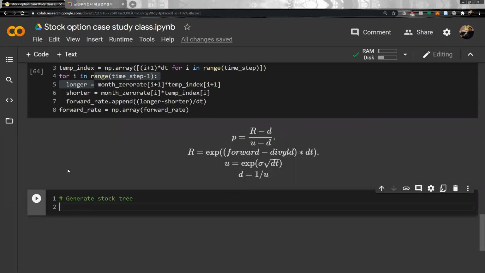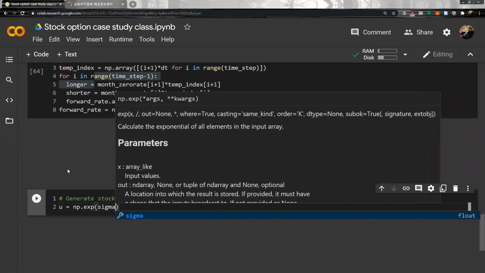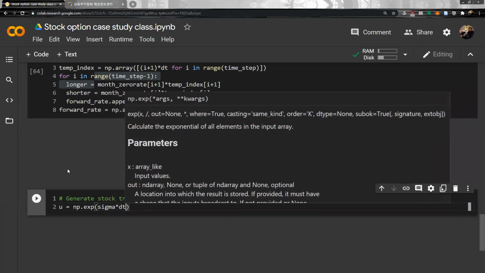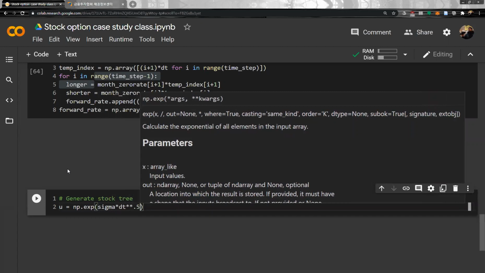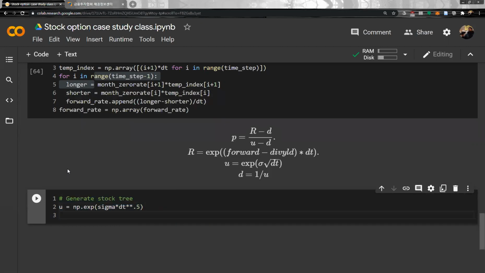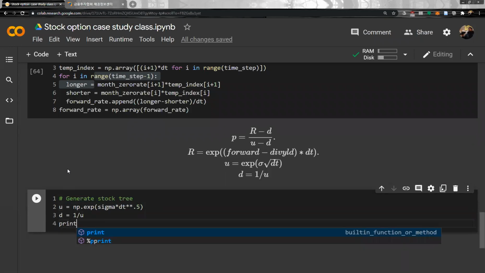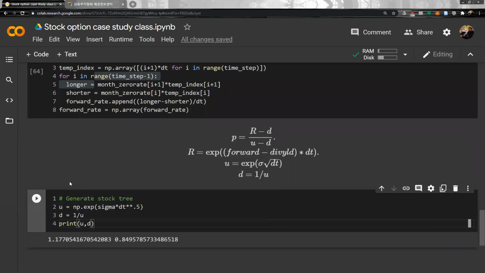So let me just implement over here. U is NP exp of volatility, which is sigma multiplied by the square root of dt. And D is 1 over U. And then let's check by printing U and D. So this is the size of up movement and the size of down movement.